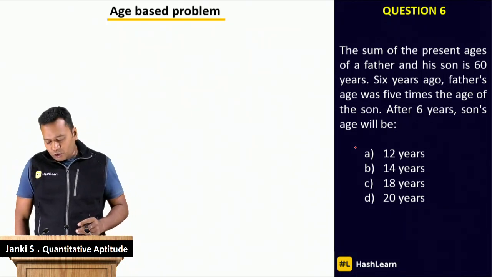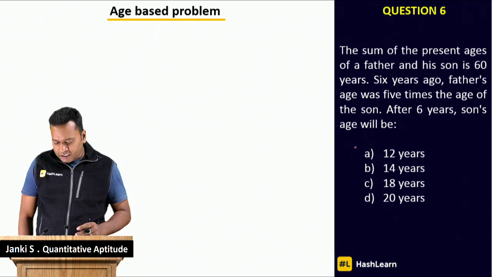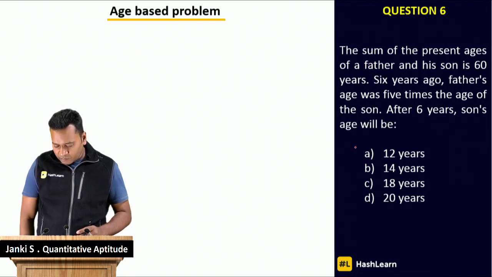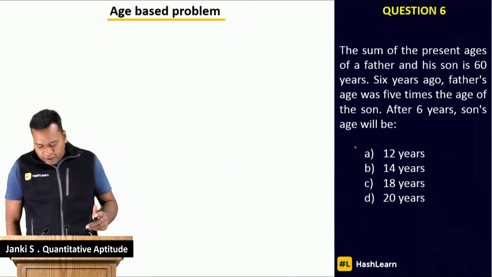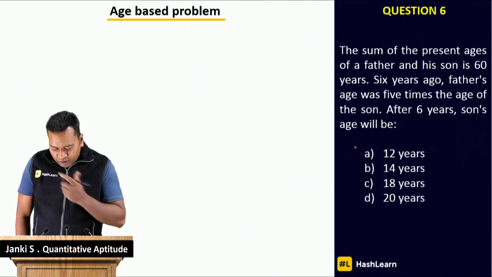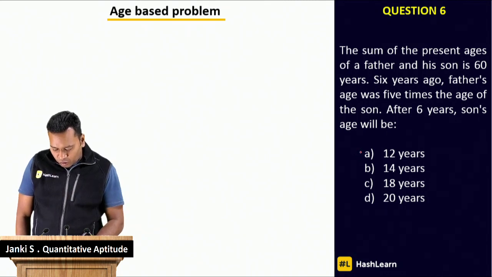The sum of the present age of a father and his son is 60 years. 6 years ago, father's age was 5 times the age of the son. After 6 years, son will be how much? Okay. Here, definitely if you're not working on the equation, you can always work on the options.